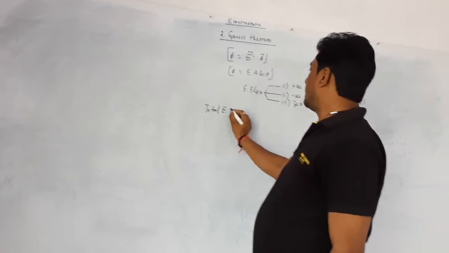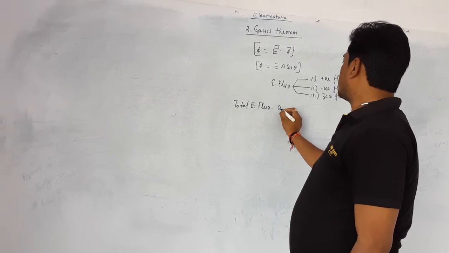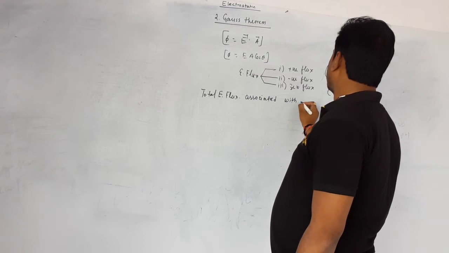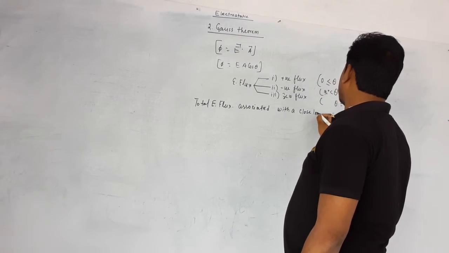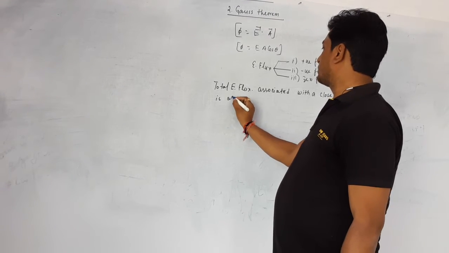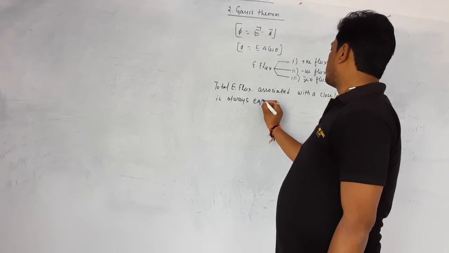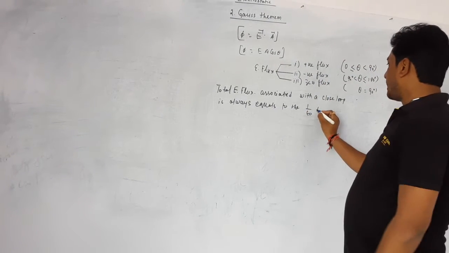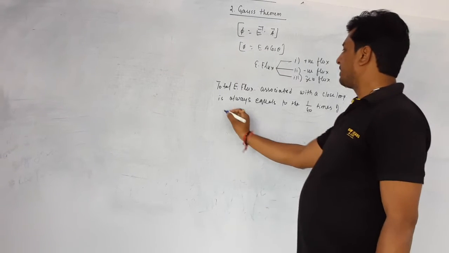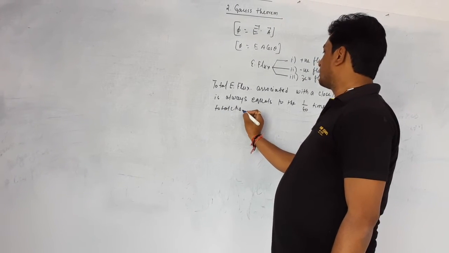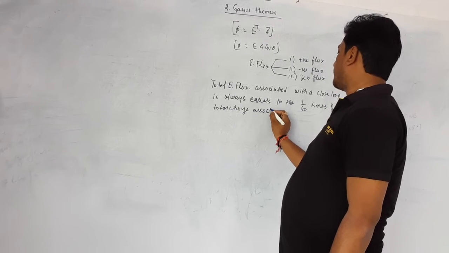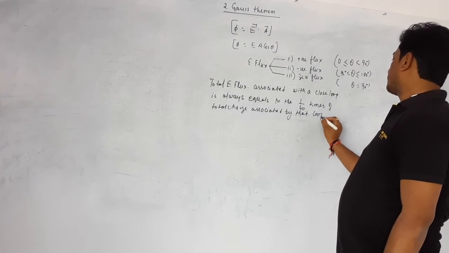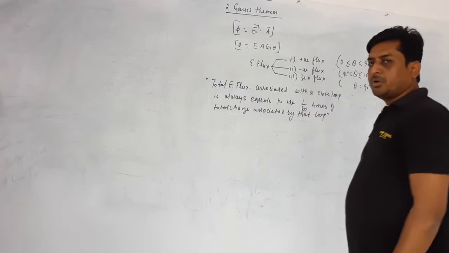Total electric flux associated with a closed loop is always equal to 1 upon epsilon naught times total charge associated by that loop. This is the statement of Gauss theorem.